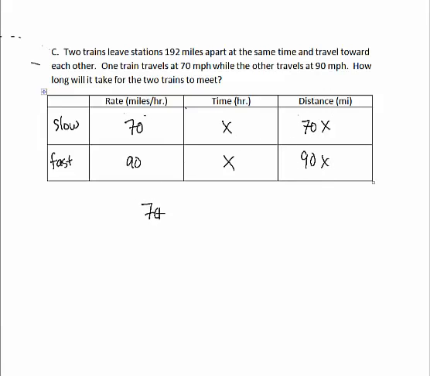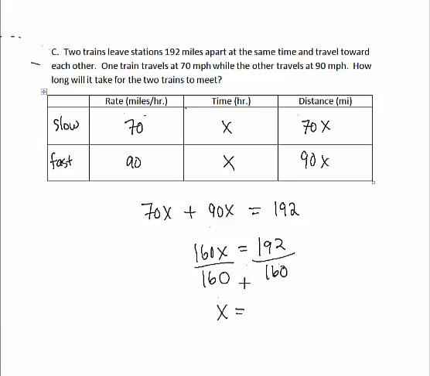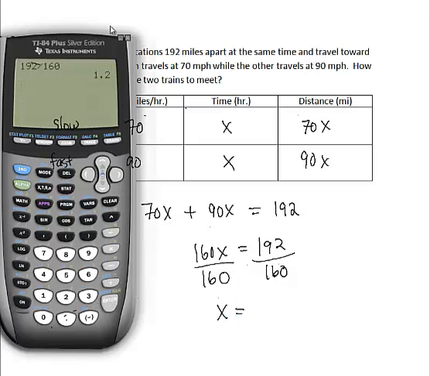And if we add the two together, the distance of the slow train plus the distance of the fast train, then they will have to cover together all of the ground in between the two stations in order to meet. So in combination, 192 miles. Again, we get 160x equals 192. We divide by 160. We get x equals 1.2.